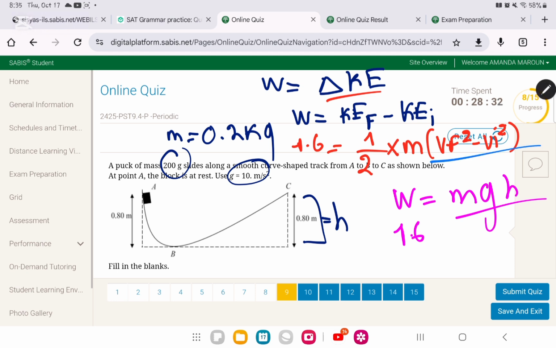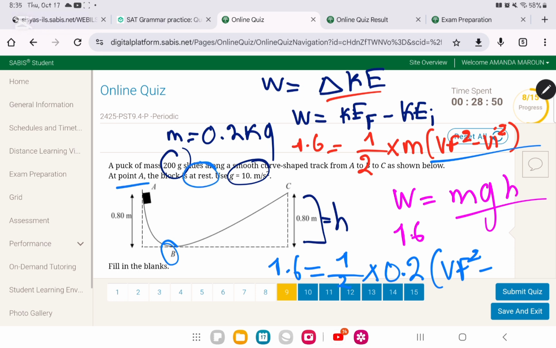1/2 times mass times (v final squared minus v initial squared). Don't forget the parentheses. So now if we're going to do it, it's going to be 1.6 is equal to 1/2 times the mass, which is 0.2 kg, multiplied by the velocity final squared, which we need to find, minus the velocity initial squared. That's velocity initial. We know at point A the block is at rest, so minus 0 squared. Then if we are going to solve it, you will get 1.6 divided by 0.1 is equal to V final squared.